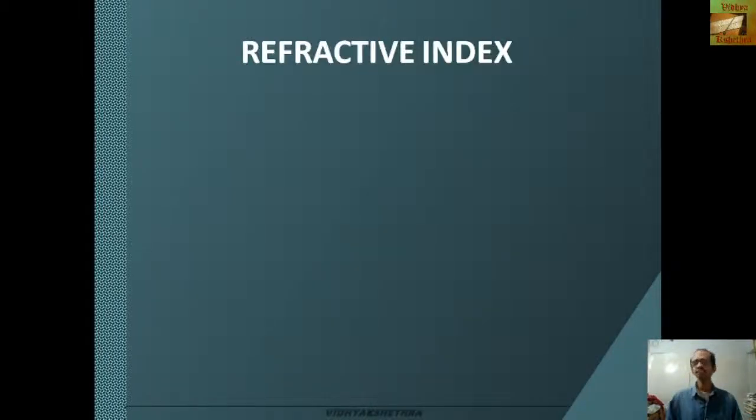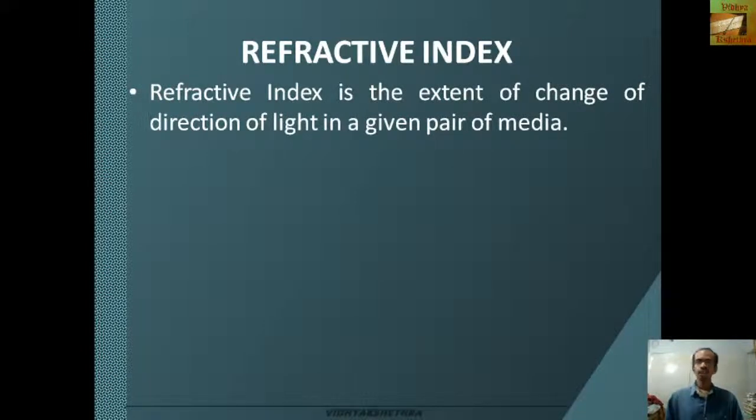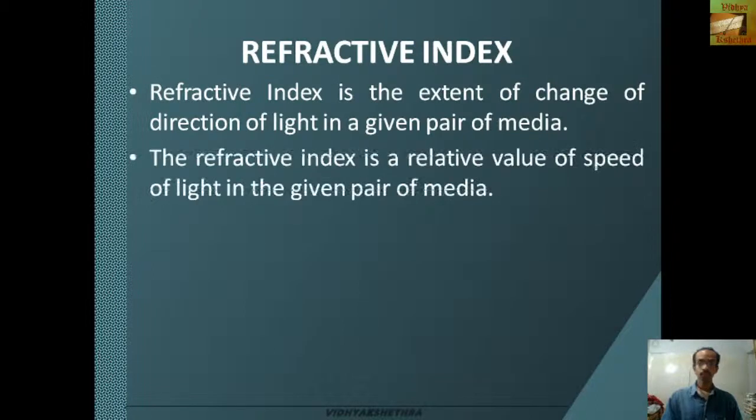Now, refractive index. Refractive index gives the extent of change in direction of light in a given pair of media. Based on refractive index, we can say how much refraction can occur in a medium. The refractive index is a relative value of speed of light in a given pair of media. It is actually a ratio between speed of light in two mediums.